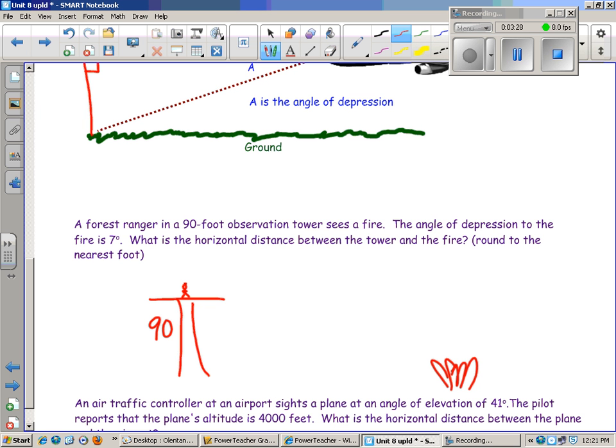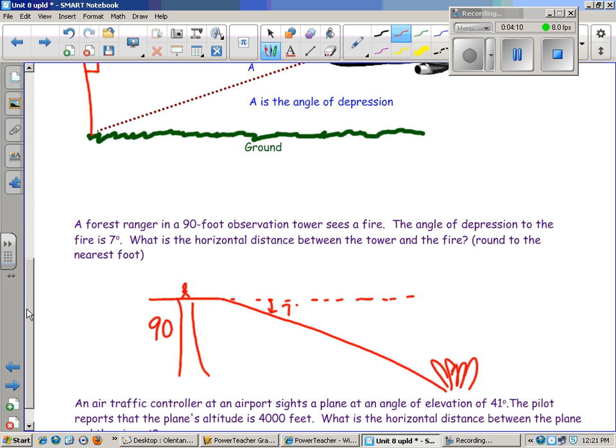So angle of depression has to start from where? Horizontal. It starts from horizontal. So from the ranger, I'm going to make my horizontal line. Okay? And then the angle of depression is going to be to there. So going down 7 degrees. Okay? For some reason, people are tempted to make like the angle of depression right in there. I don't know why. But it's always from horizontal and then down.